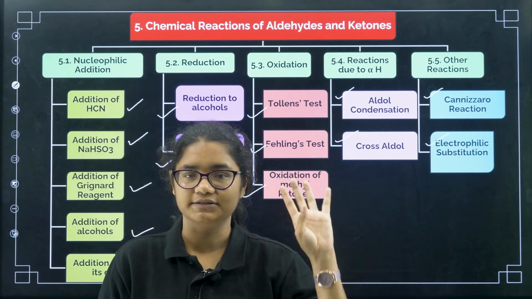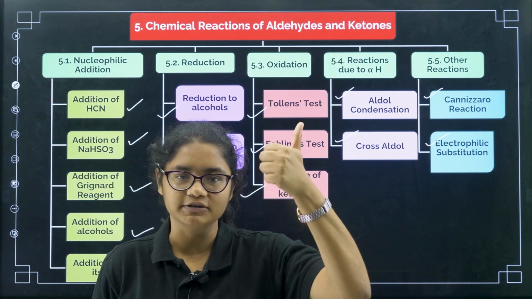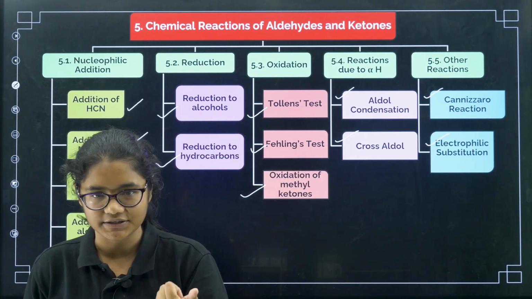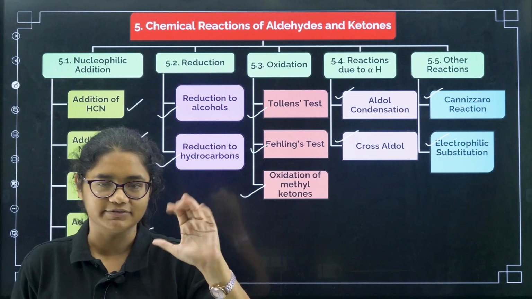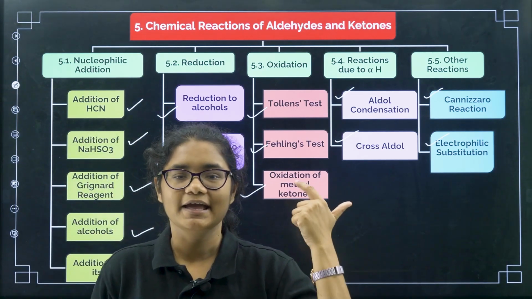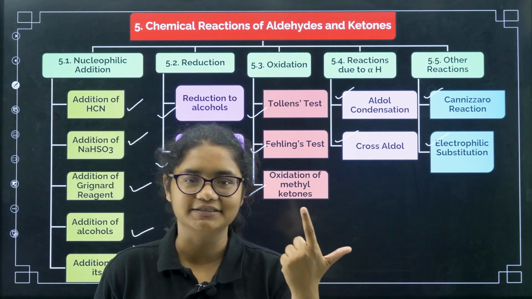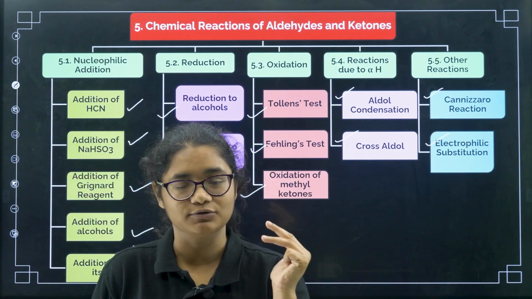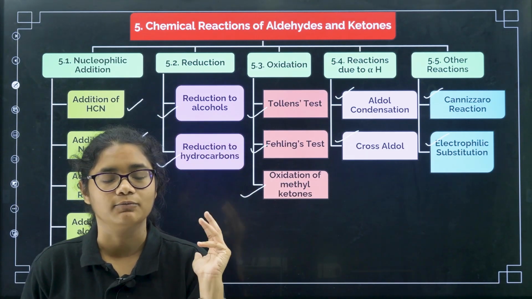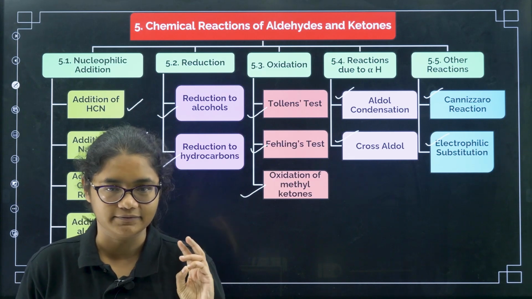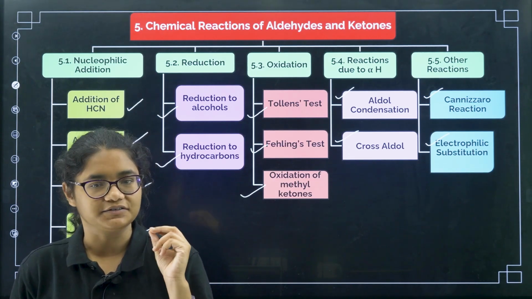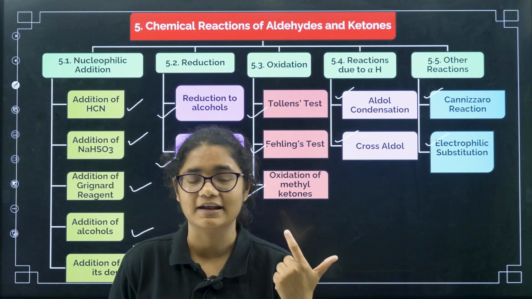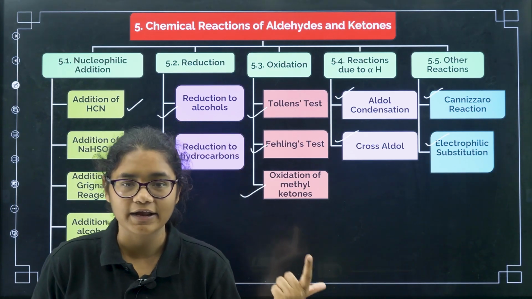So for chemical reactions we have 5 types of reactions. First is nucleophilic addition reaction. Under nucleophilic addition reaction we have 5 types of reaction: addition of HCN, addition of Grignard reagent, addition of alcohols, addition of NaHSO3, and then we have addition of ammonia and its derivatives. Okay. Second reaction is reduction. Under reduction again we have 2 types: reduction to alcohols and reduction to hydrocarbons.